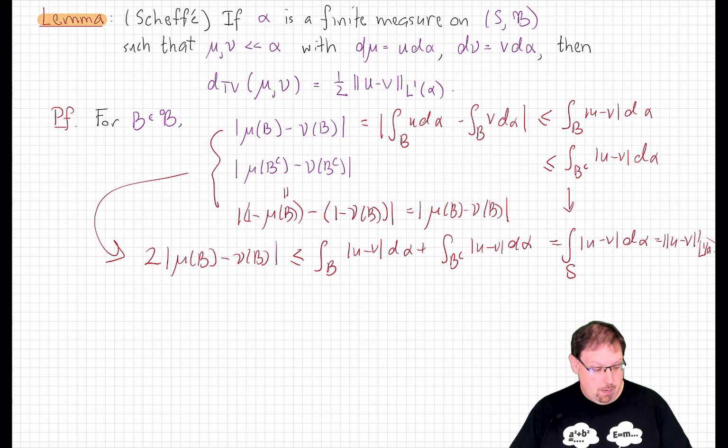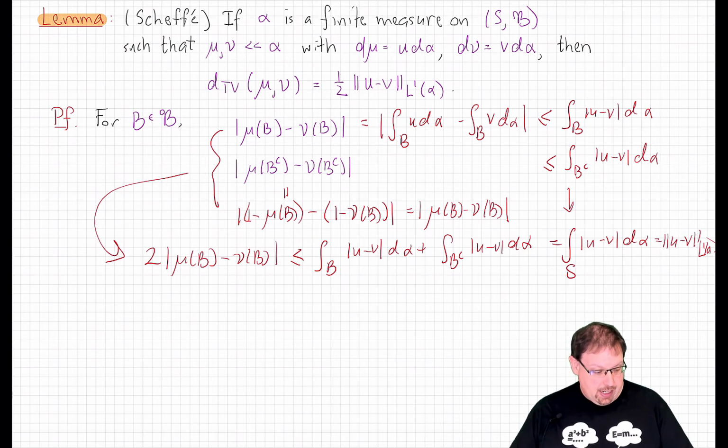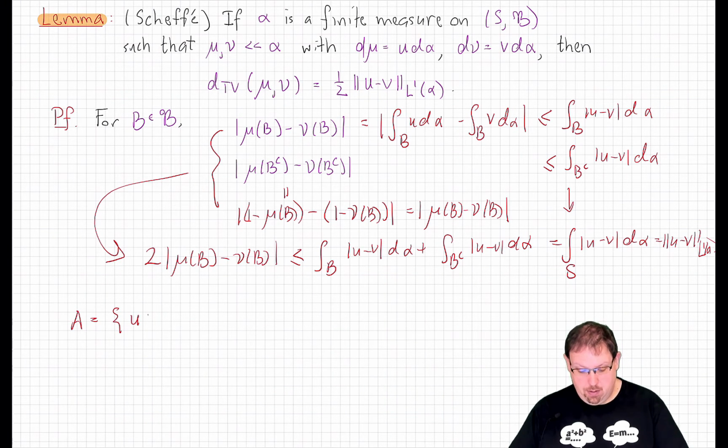To prove the lower bound in here, we just need to show that since we're taking the supremum over all b, we can find some set, which I'll call A, for which the equality is achieved. And the set A that does the trick is the set where u, the density of mu, is bigger than v, the density of nu. We can just calculate as follows why this works.